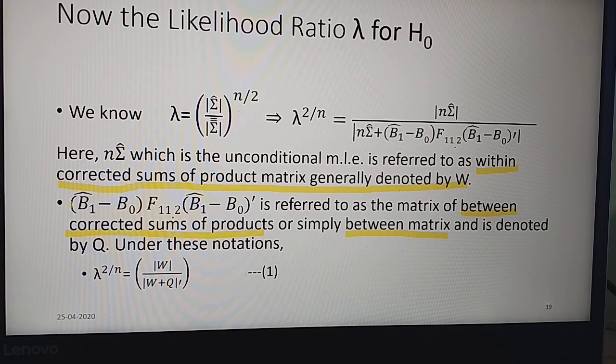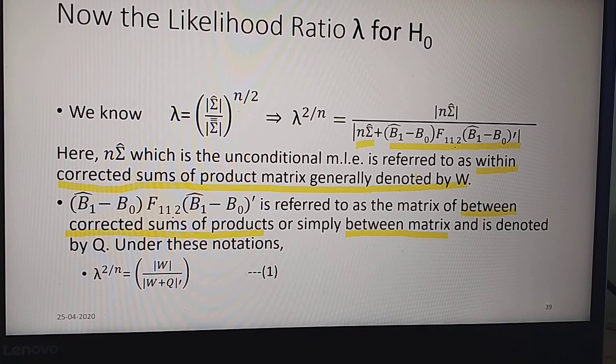The matrix n sigma double cap, that is in the denominator here, equals the sum of the conditional error. This is the conditional error. This is the unconditional error. N sigma double cap is the sum of the unconditional error and the assumption error. This is the unconditional error and this is the assumption error.